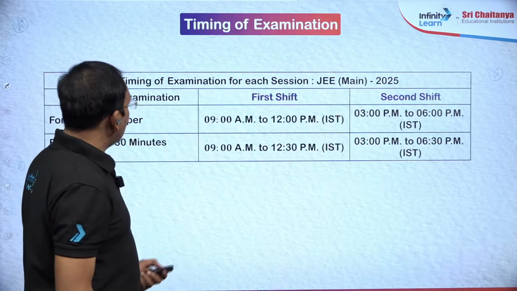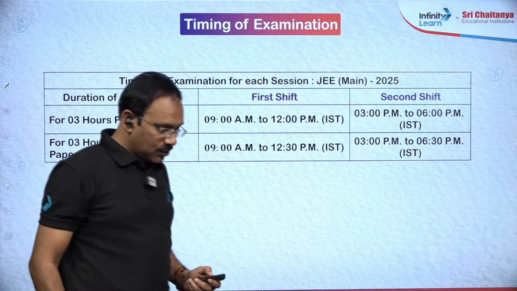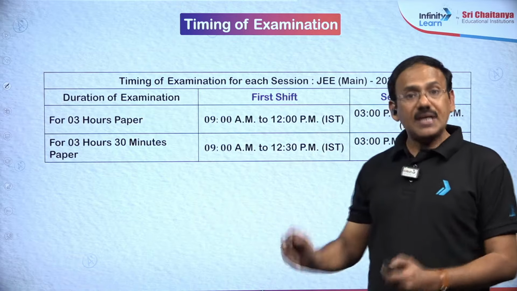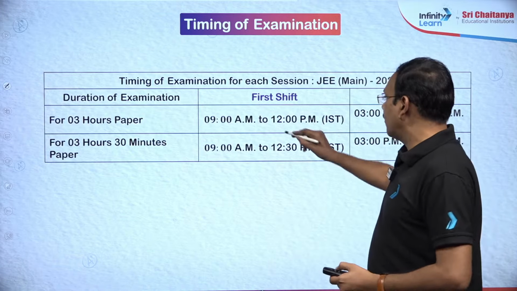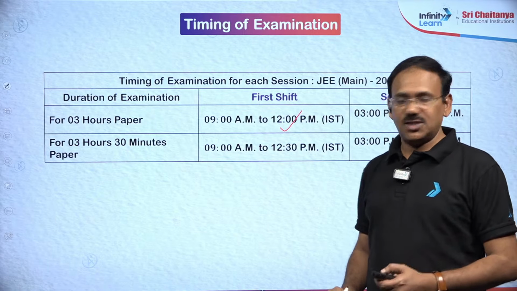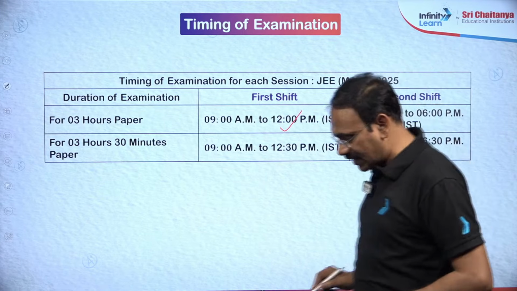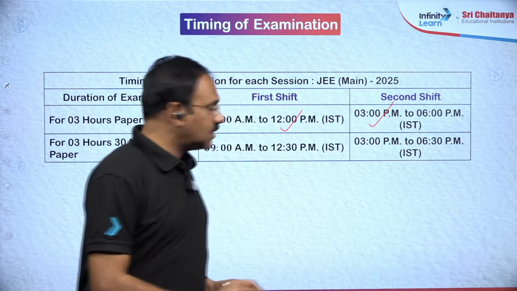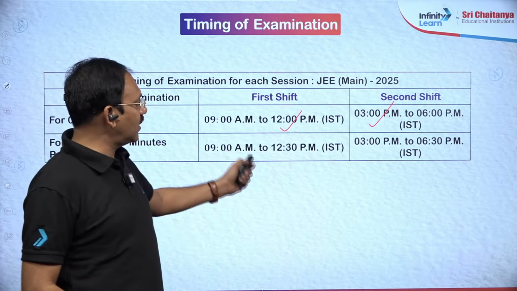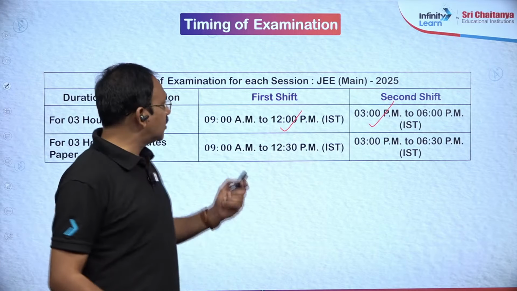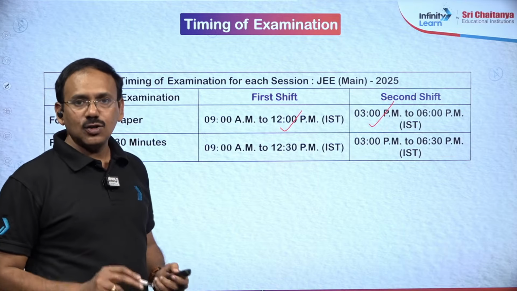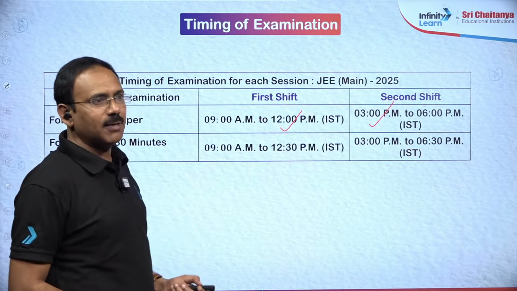Okay, fine. Now coming to the JEE Main exam, you see these particular exam dates. For the 3 hour paper, in the morning shift, you will be writing the exam from 9 AM to 12. That is what we call the morning shift. In the second shift, you will write the exam from 3 to 6 PM. Even for the 3 hours 30 minutes paper, you will be writing 9 to 12:30 and 3 to 6:30. This is about the duration of the exam and timings. So based on your shift, you will be attending the exam at this particular time.